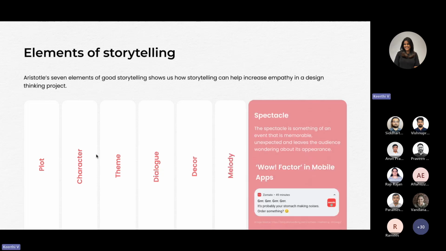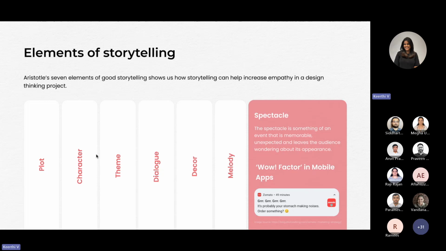Last part is spectacle. So spectacle is something that is going to be memorable in the user's mind. Something that is not a core feature of the product or the design, but that is something for which the user might come back. That might give an extra wow factor to the design or the service you are providing to the user. It could be rewards. It could be a simple, interesting, interactive onboarding experience. Or here, just like we say, the Zomato notifications. They hit you at the right point at the right time. When you're hungry, you get the right notification all the time. And that's the wow factor we can see, where the user would like to come back.